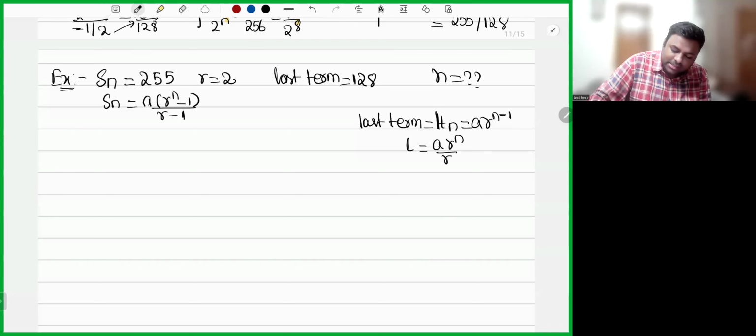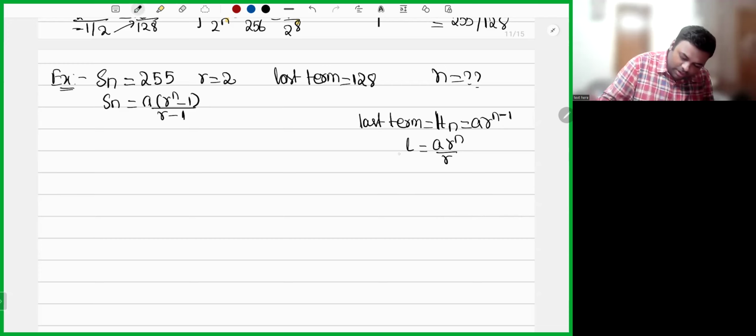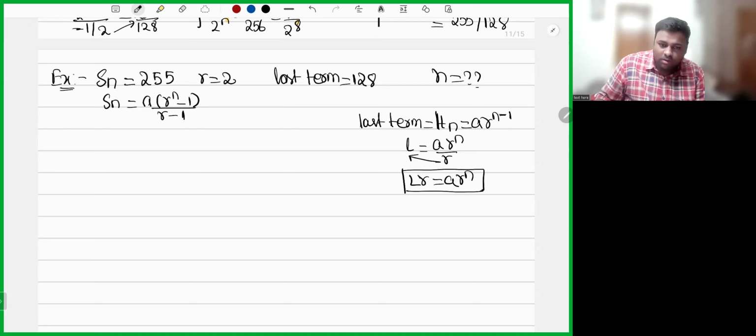A power m minus n can be written as a power m by a power n. The same thing I'm doing. A into r power n minus 1, I'm writing r power n by r. Now let me do cross multiplication. L into r is equal to a into r power n. The last term into r will be equal to a into r power n.